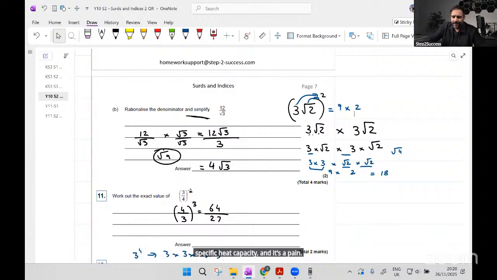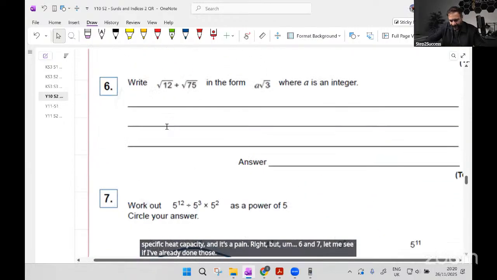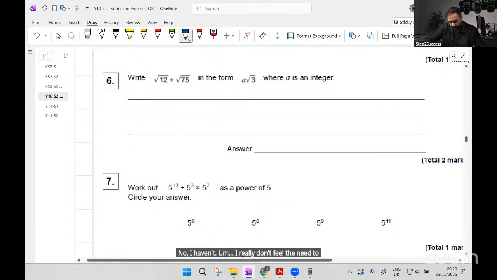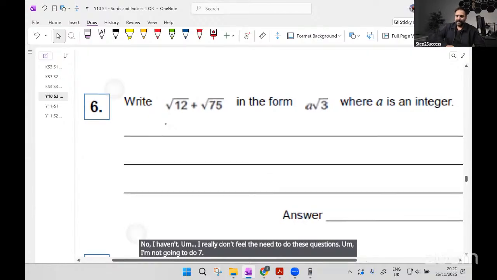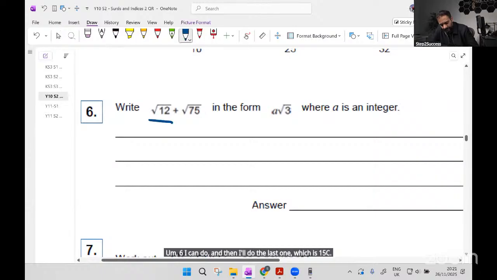But 6 and 7, let me see if I've already done those. No, I haven't. I really don't feel the need to do these questions. I'm not going to do 7. 6 I can do. And then I'll do the last one, which is 15C. The square root of 12 plus the square root of 75.